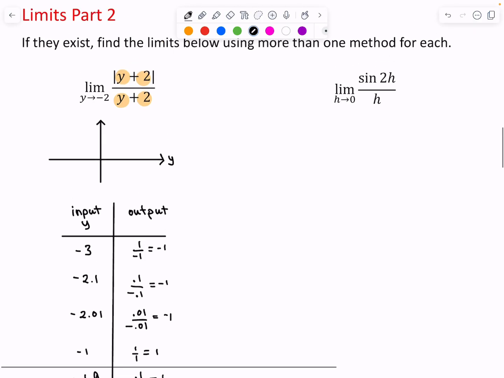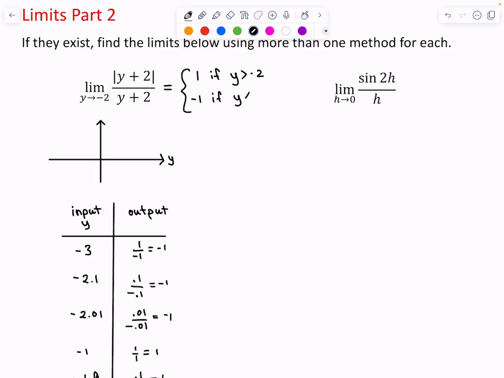This suggests that we have a piecewise function at play. The output will be positive 1 if the input value y is more than -2, and the output will be -1 if the input y is less than -2. And the output will be does not exist if you try to plug in -2 itself. So graphically, -2 is an important transition location for our y-coordinates, for our inputs. If you're to the right of -2, the outputs are 1, with a hollow point on that orange line. If you go left of -2, then the output will be -1.